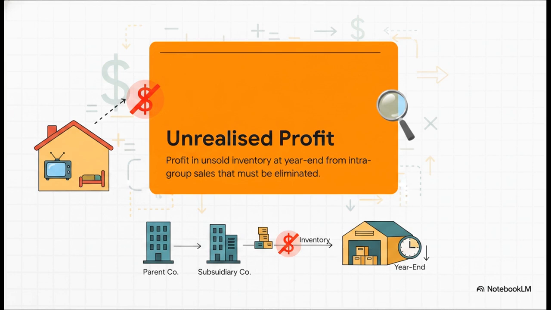Imagine you move a flat-screen TV from your living room into your bedroom, and then you charge yourself an extra $100. You aren't actually any richer, right? It's the exact same concept here. If the parent company sells inventory to the subsidiary for a profit, and that inventory is just sitting there unsold in a warehouse at year-end, well, that profit is unrealized. We have to strip that inflated revenue and the fake profit right out of the consolidated statements.